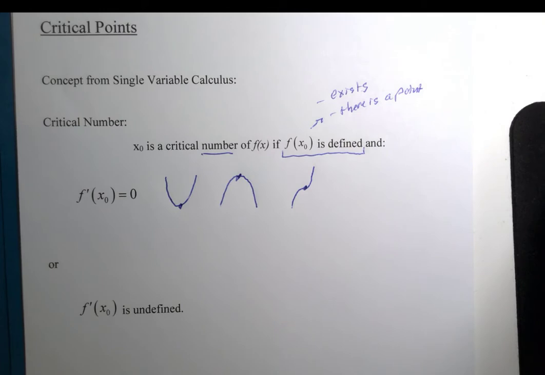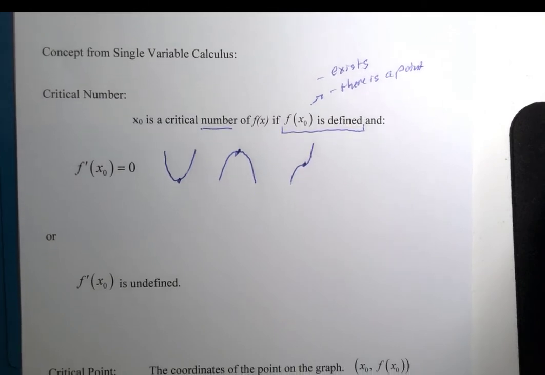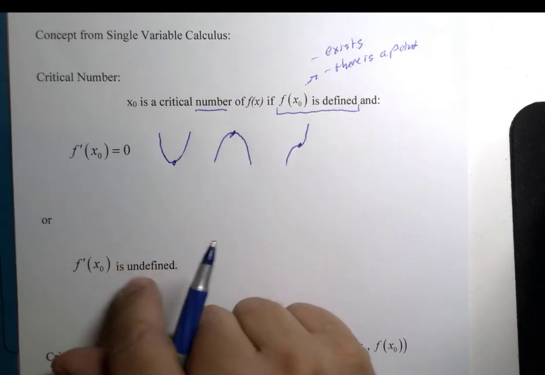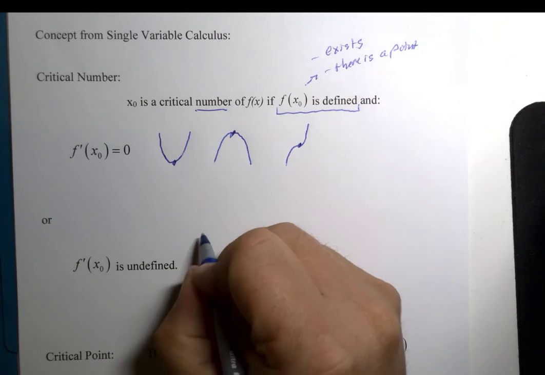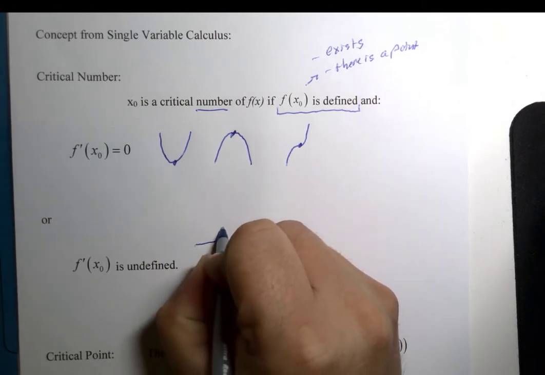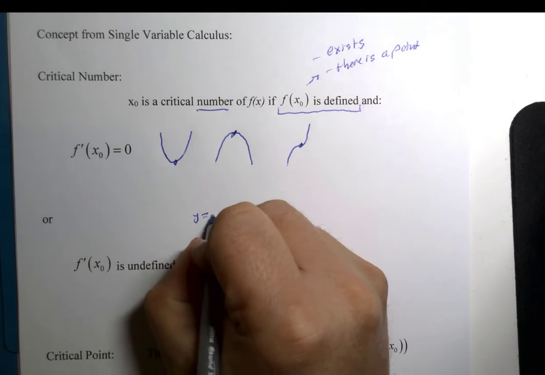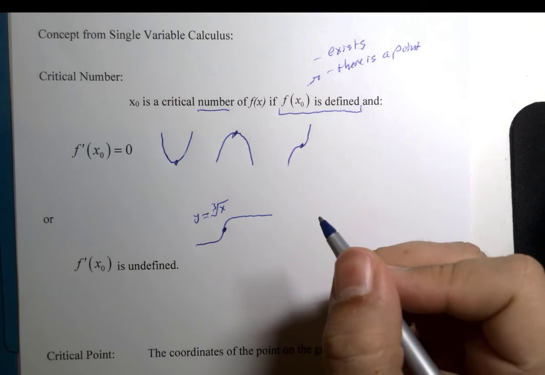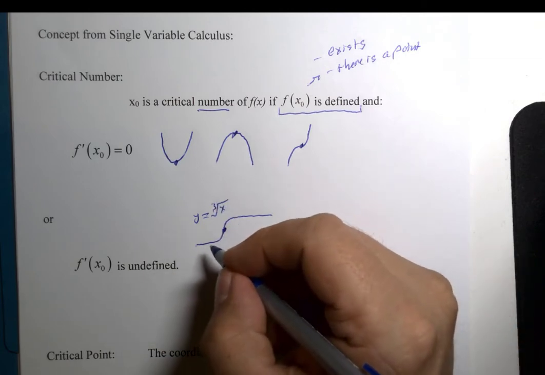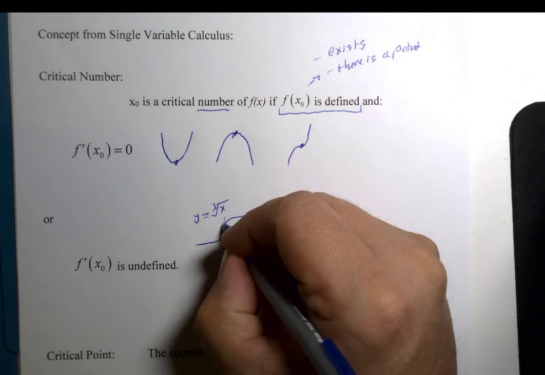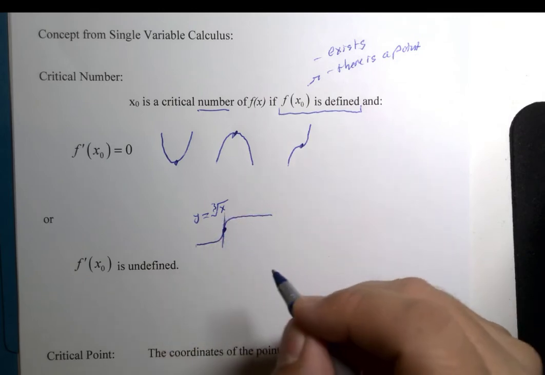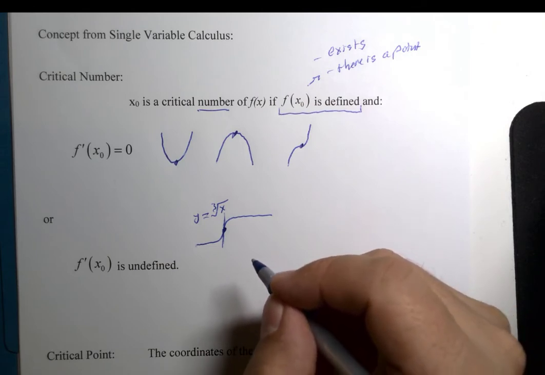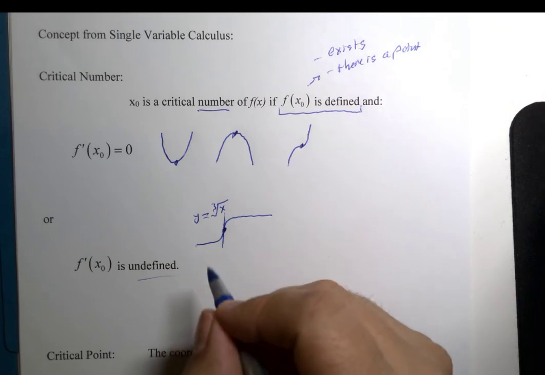Well, the other type of situation where there's a critical number is if there's a point on the graph but somehow the derivative is undefined. So if it's a function, the cube root is a pretty good example of that. There's a point at the origin, but if you were to find the derivative there, you would find that there's a tangent line that's vertical. So it does have a tangent line, but the slope of a vertical line is undefined, so there's no derivative there.